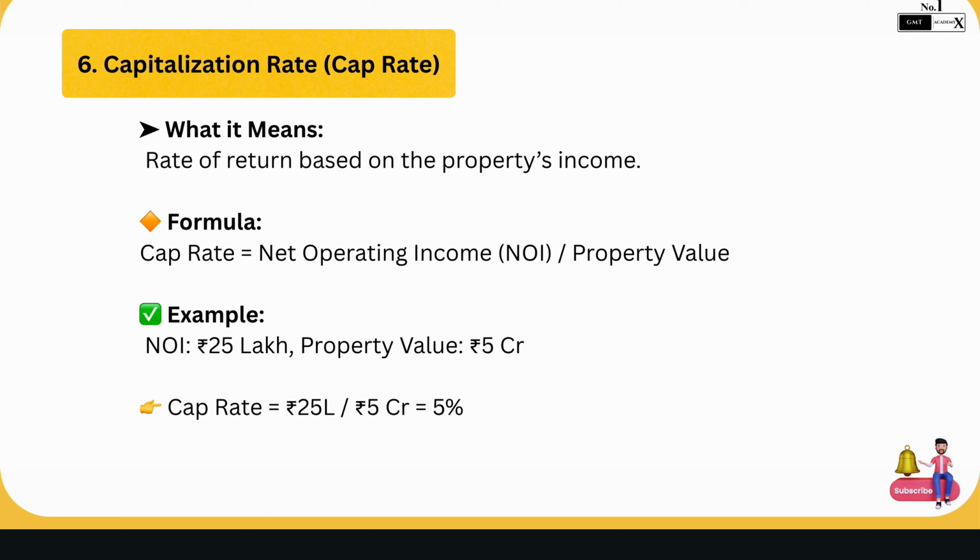Formula: cap rate is equal to net operating income divided by property value. How we compute net operating income, I have discussed in my second episode. I'll provide the link in the description, you can go and check it. For example, net operating income is 25 lakhs from the property, and the property value is 5 crores. So 25 lakhs divided by 5 crores would be somewhere around 5%. That would be the cap rate.